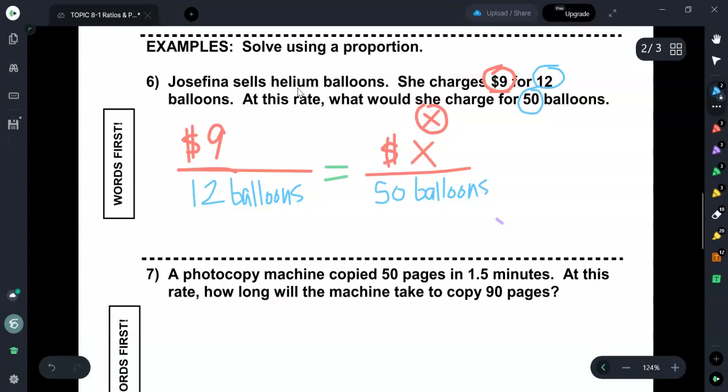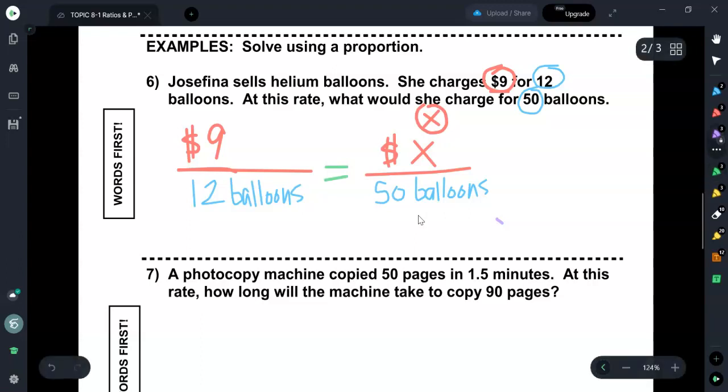What I've just done is I've set up a proportion. I know these two are equal. I'm trying to figure out what my value is going to be. So now I'm going to cross multiply. I know that $9 is going to give me 12 balloons. So how much money would give me 50? And don't worry about the units. I put those there so you can see what they look like.